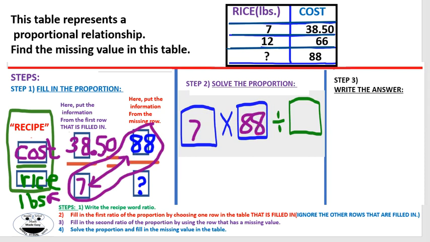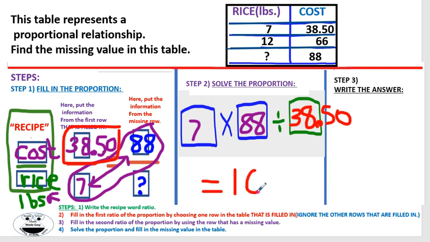Then I look at the number that is left, that is not circled. That's why it's good to circle, so you can see which number is left, and I see the 3850 is left. So we're going to multiply those two numbers and then divide by $38.50. I'm going to put this into my calculator, and we should get the same answer we got in the previous video, 16. I multiplied 7 times 88, I got 616, and then I'm dividing by $38.50, and I did get the same answer as the previous video. I got 16, which is the correct answer.